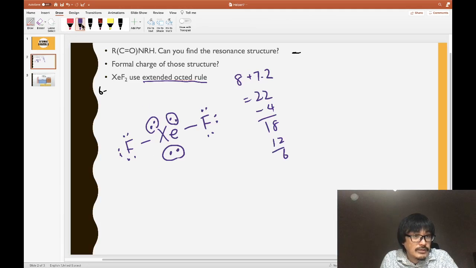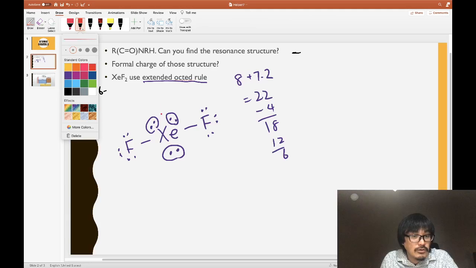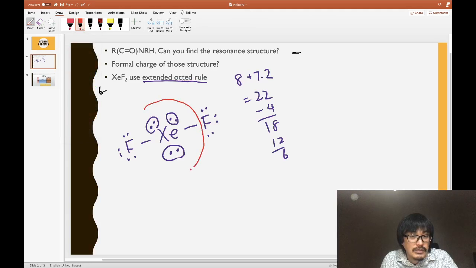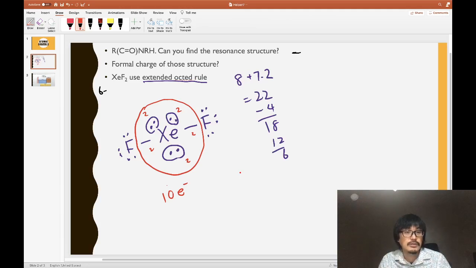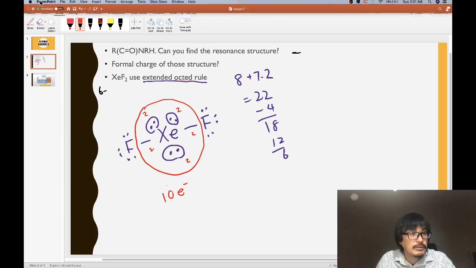Notice that when I use the extended octet, the xenon has a total of how many? It's 2, 2, 2, 2, 2. So it's 10 electrons nearby. And that is no problem, because for the extended octet, you can accommodate up to 12 electrons. So that's pretty much it for the helper video number 10, I think.